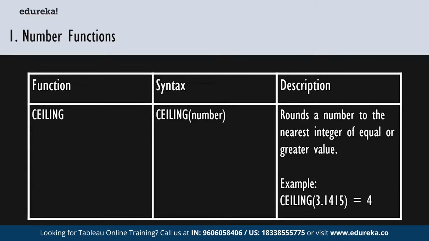Next, we have ceiling. Now, basically what it does is when you pass a decimal number to ceiling, it is going to round it off to the nearest integer of equal or greater value. So if I give it 3.26 or something, it's going to round it off to straight up 4. Now, these are available in a couple of data sources, like Microsoft Excel, text files and statistical files, but they are also not supported by a few popular sources such as Microsoft Access and Amazon Aurora, and so on and so forth.